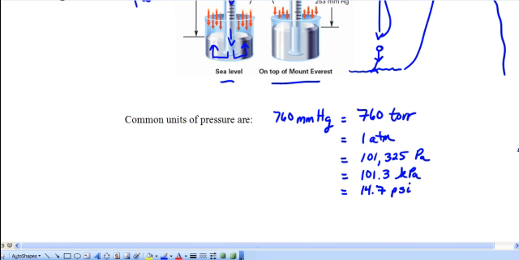Alright, so you should be familiar with the idea of the kinetic molecular theory, and you should also be familiar with what gas pressure is and why we have the various units that we do.